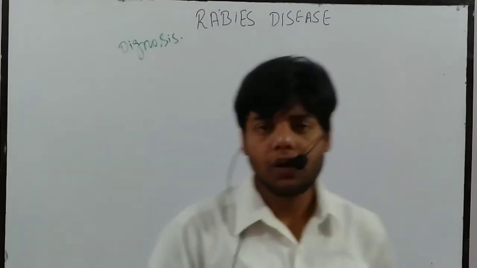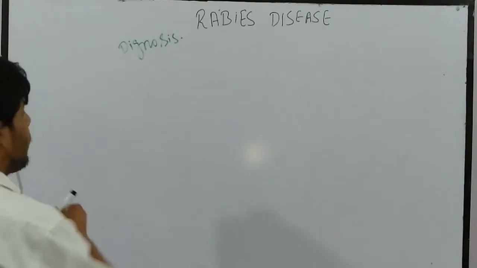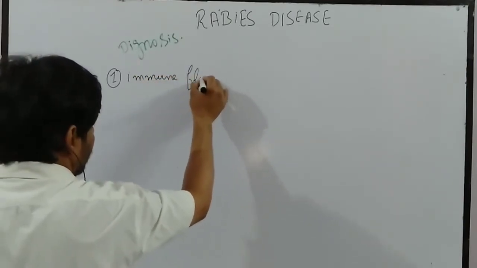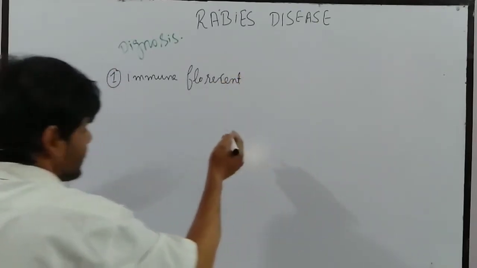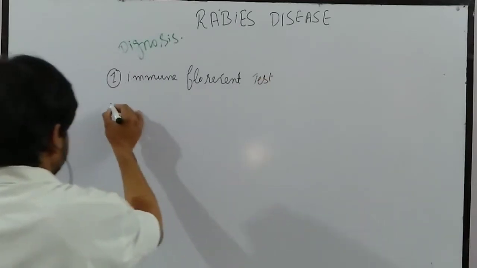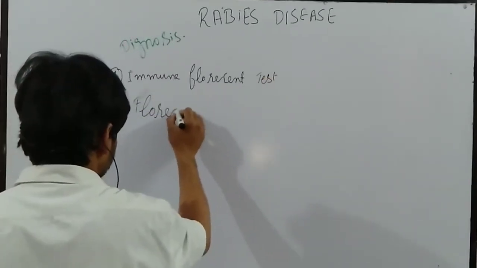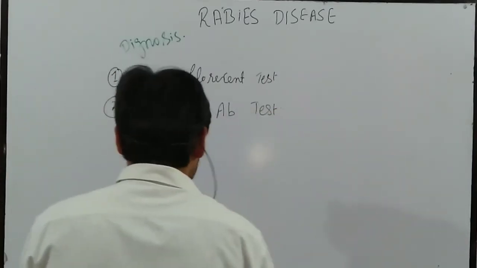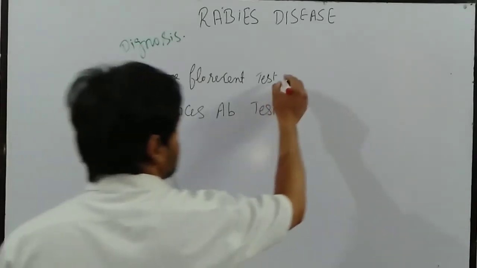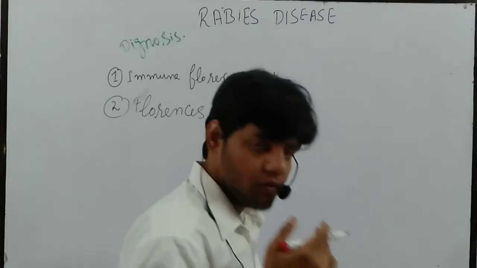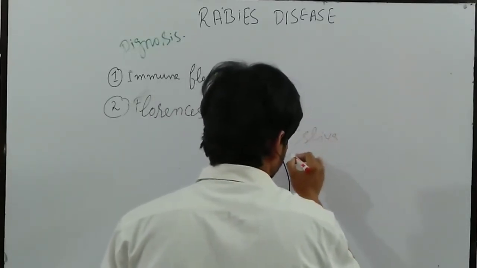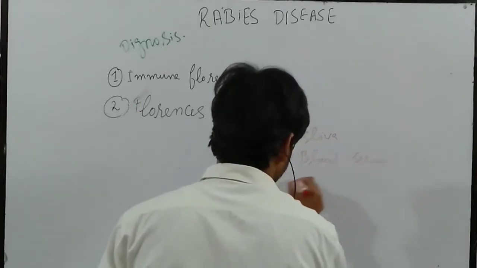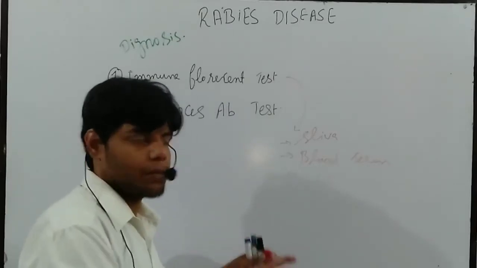So usually we perform two tests for the rabies virus. The first test we call the immunofluorescent test, and the second test we usually perform is the fluorescence antibody test. Okay, if we talk about the first, the immunofluorescent test, in this case we take the sample from the patient. Usually we take the sample from the saliva, from the blood, serum, or from the CNS, central nervous system fluid. We take the sample from each area.